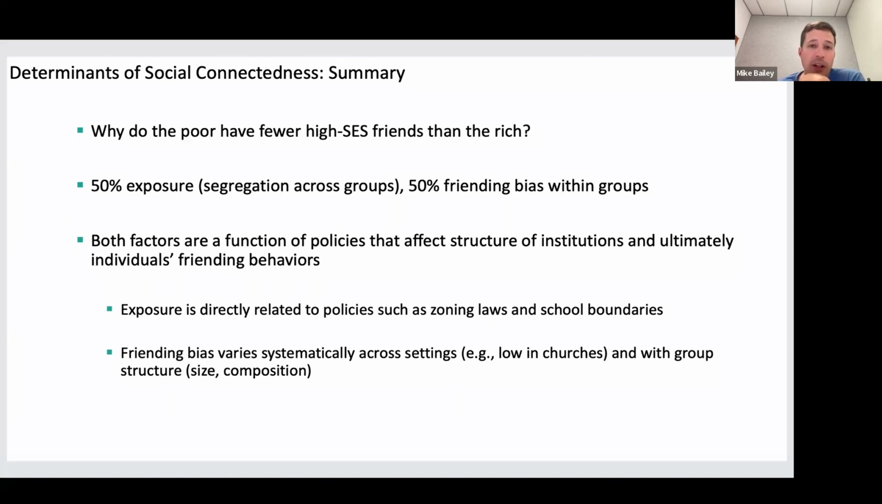Friending bias is very low in churches. If you take people in the same church group, they tend to have much more cross-SES friending than in a school. And group size matters: smaller settings, like smaller high schools, produce more cross-SES friendships than very large high schools. Maybe because it's easier to segregate into cliques in very large groups than in small ones.